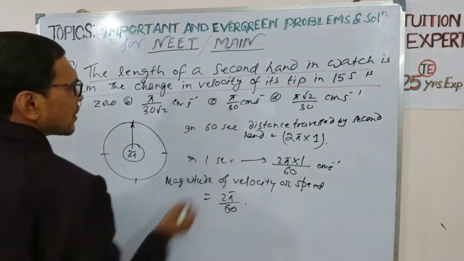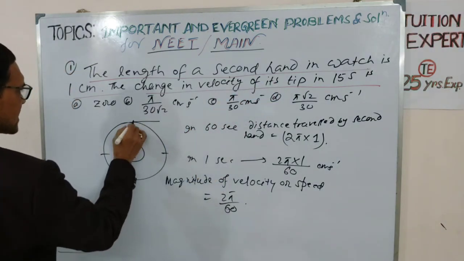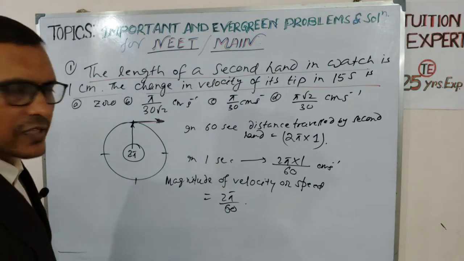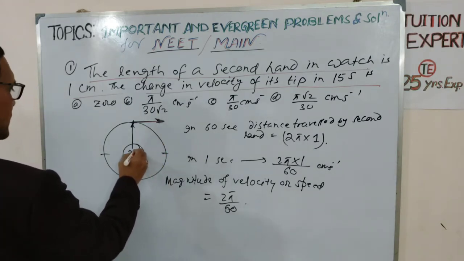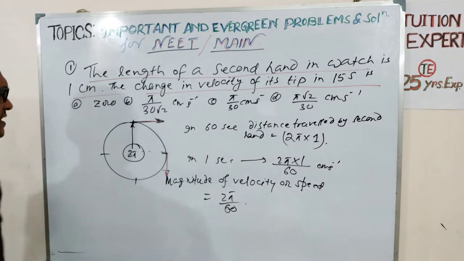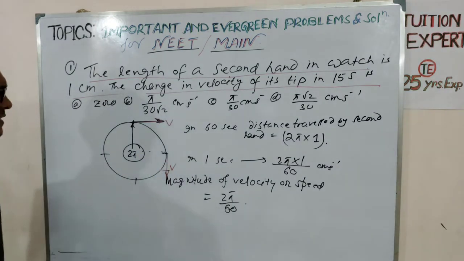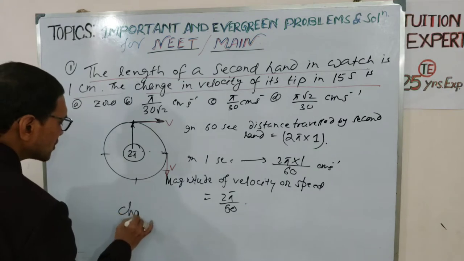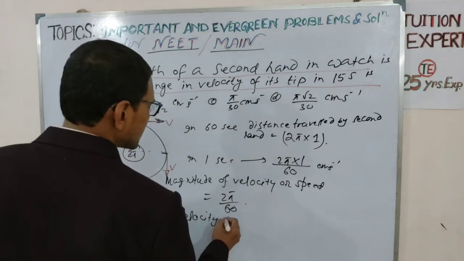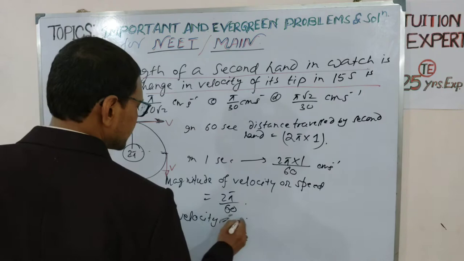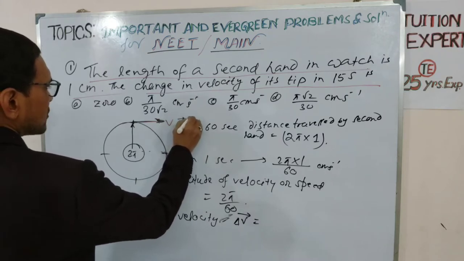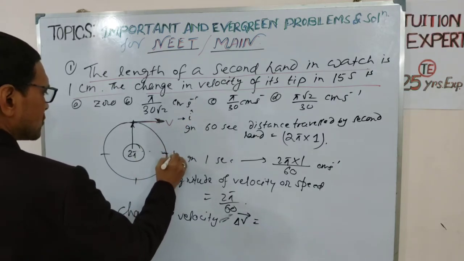Now the change of velocity of its tip. Suppose the second hand is here, the direction of velocity is in this direction. When it is at 15 seconds, the second hand comes here, and the direction of velocity is here, so the speed remains the same. We know velocity is a vector quantity, so change of velocity equals del v. Suppose we take this along the x axis, unit vector i, and this along the y axis, unit vector j.